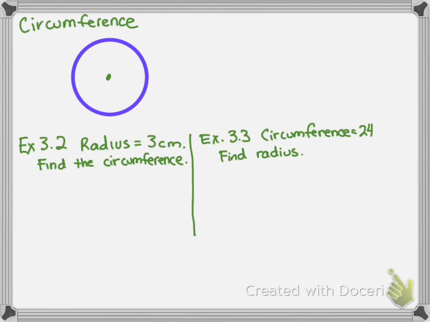The next part is circumference. If you remember, circumference is the perimeter of a circle. Now, circumference has a formula. The formula is diameter times pi.